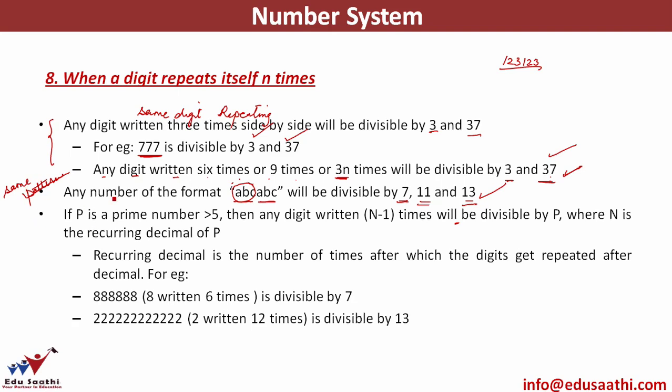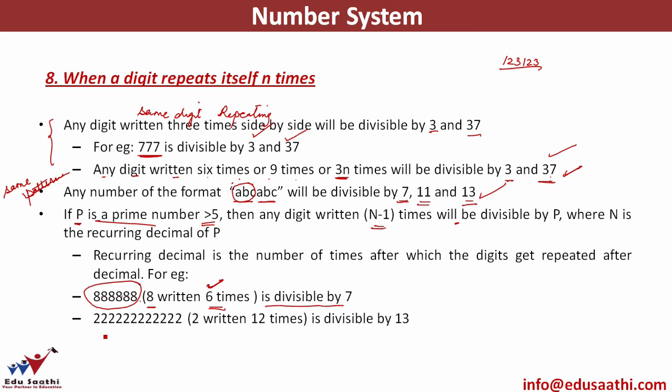Let's look at the next thing that we have. If P is a prime number greater than 5, then any digit written n minus 1 times will be divisible by P, where n is the recurring decimal length of P. Recurring decimal length is the number of times after which the digits get repeated in the decimal. So if I look at it, 8, 8, 8, 8, 8, 8. 8 is written how many times? 6 times. Now when I am writing 8 6 times, this number that I have is divisible by 7.